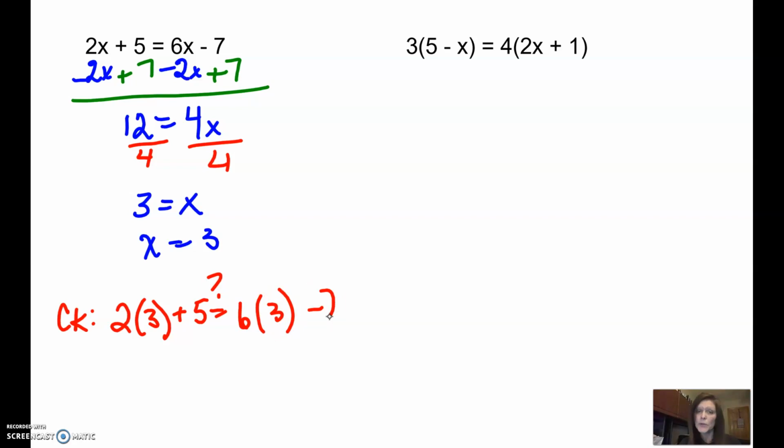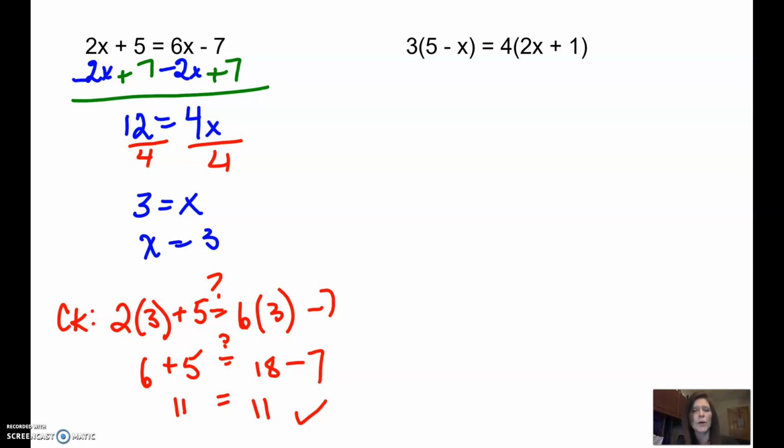All right, now you notice I put a question mark because I'm checking. So simplifying on the left, we get 6 plus 5, which would be 11. And then again, we're checking. On the right-hand side, that would be 18 minus 7. Okay, so 18 minus 7 is 11. 11 equals 11. We've got the correct answer. Let's take a look at the other one.